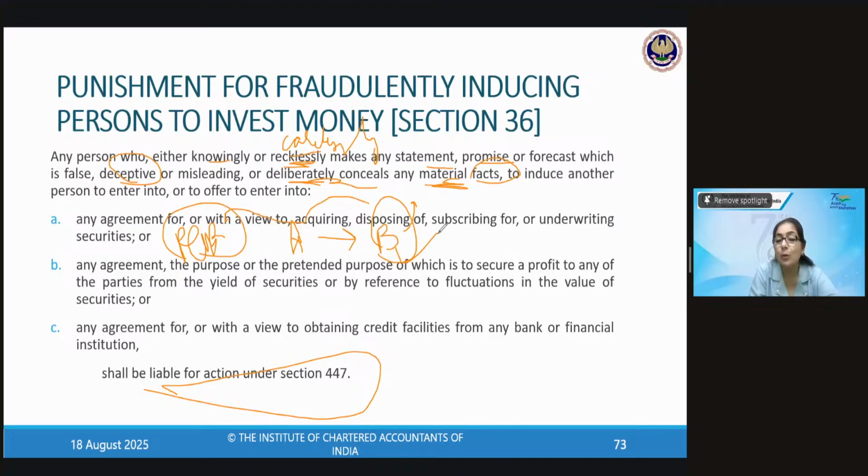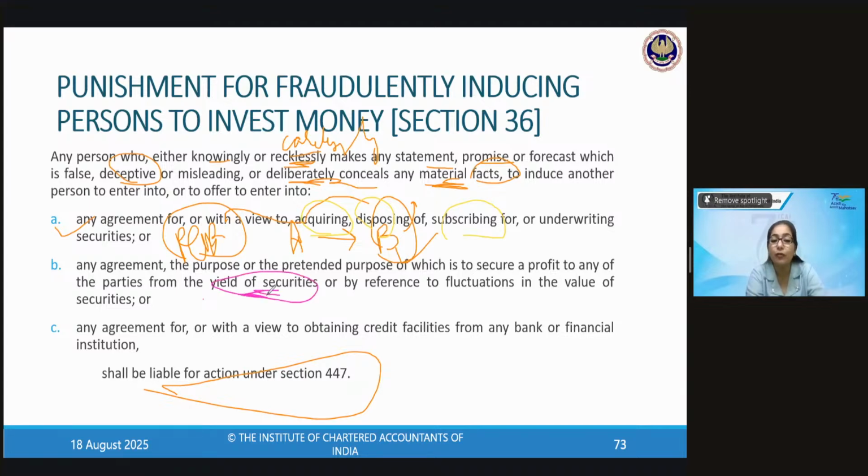So A अगर B को ऐसी statements बोल रहा है जो recklessly बोल रहा है, false बोल रहा है, misleading है, for him to enter into an agreement for buying, acquiring means buying, disposing means selling, for either buying the shares or selling the shares or for subscribing the securities of that company. Or any agreement for the purpose to secure a profit to any of the parties from yield of such securities or fluctuations in the value of securities.